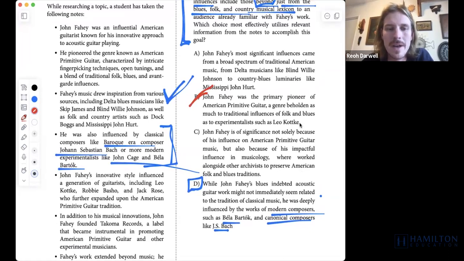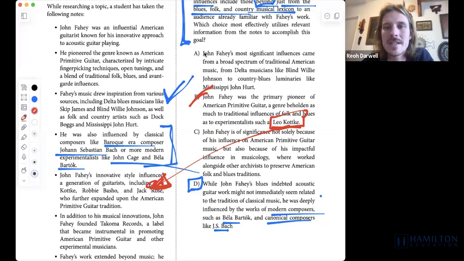Now here we have a little bit of a mistake. This Leo Kottke is someone that he influenced, not someone who influenced John Fahey. So that puts the cart before the horse, to use an idiomatic phrase. This person is not an influence on Fahey, but an influence by Fahey.